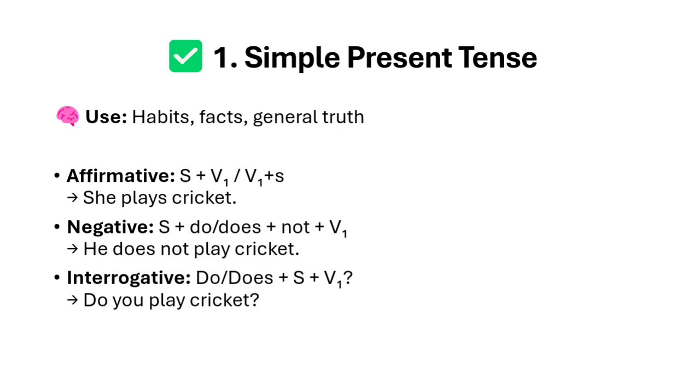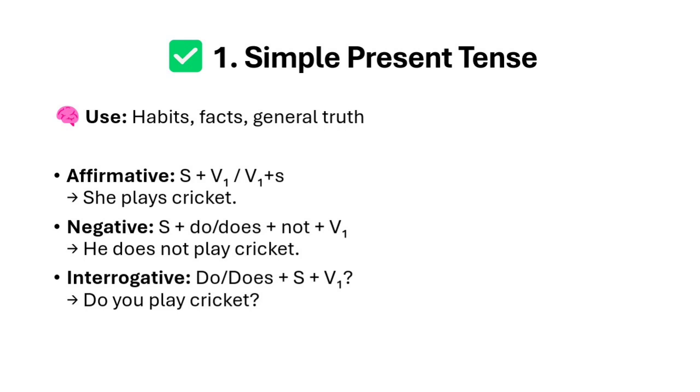Okay. Now see the negative sentence structure. Subject plus do or does plus not plus first form of verb. Here we don't add any s. Okay. Now see the example. He does not play cricket. Here he is the subject, does is the helping verb, not is for negation, play is the first form of verb and cricket is the object.